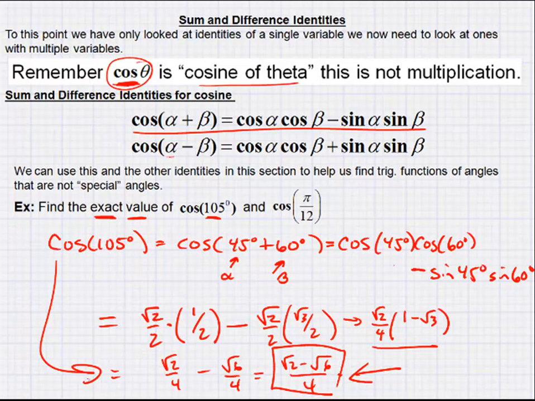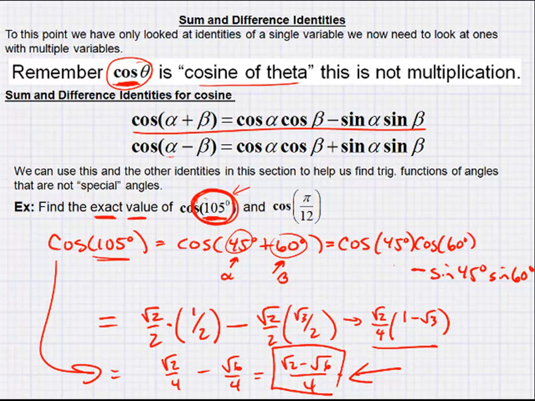So we don't need a calculator to find some of these angles now. Now this doesn't work all the time. This would only work if you can take this angle and break it apart as the sum or the difference of special angles, angles we already know how to work with. And if you can, then you can use this identity to find the cosine of angles you couldn't have found before.